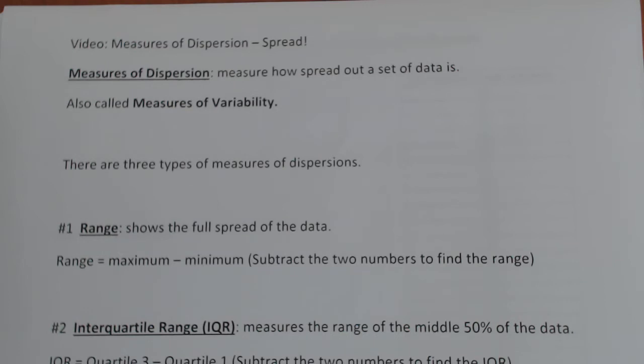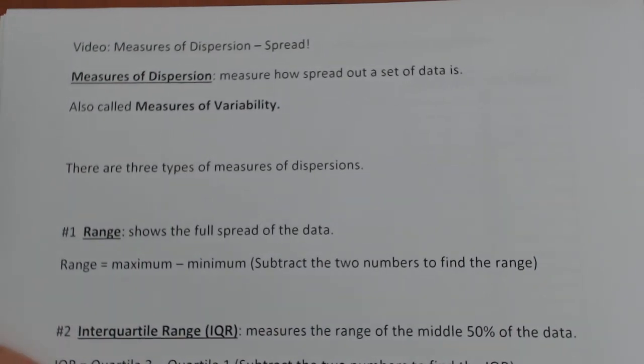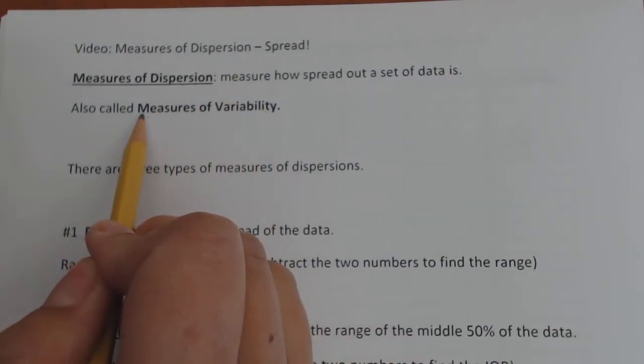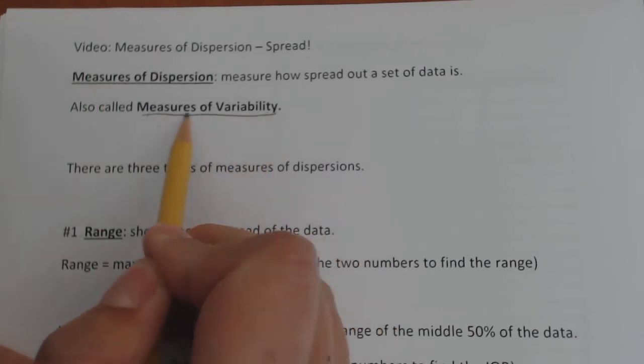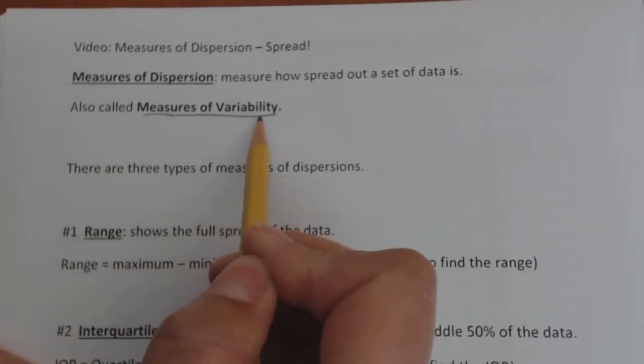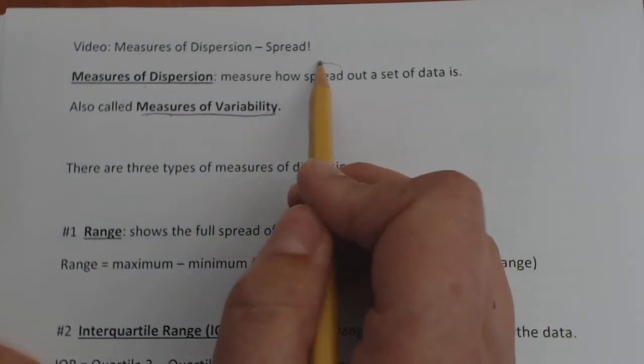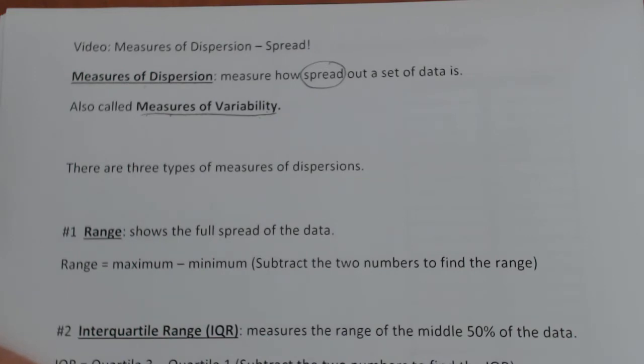Today we are going to be learning about measures of dispersion, which is spread. So you should have your video paper in front of you. Here we go. Measures of dispersion measures how spread out the data is. This is also called measures of variability. So if you take a statistics class in college, you're going to be seeing measures of variability and measures of dispersion used interchangeably. But they're both for the same thing, which is how spread out the data is.